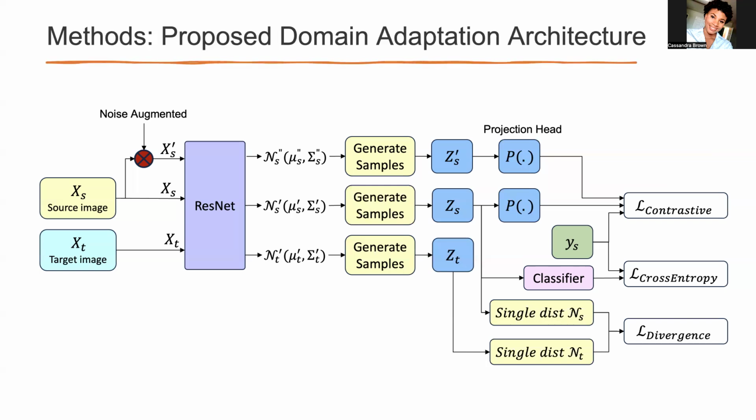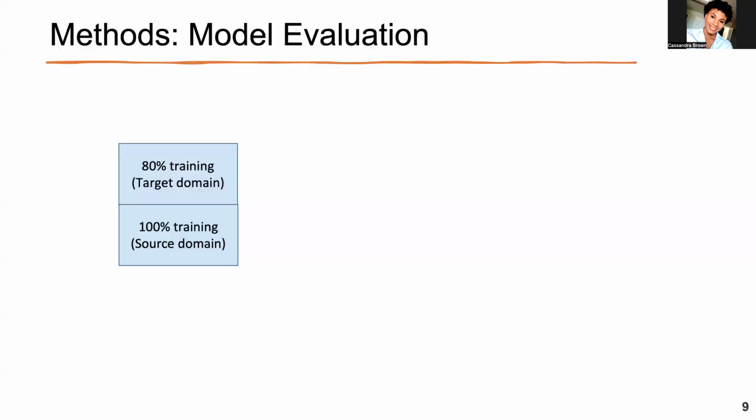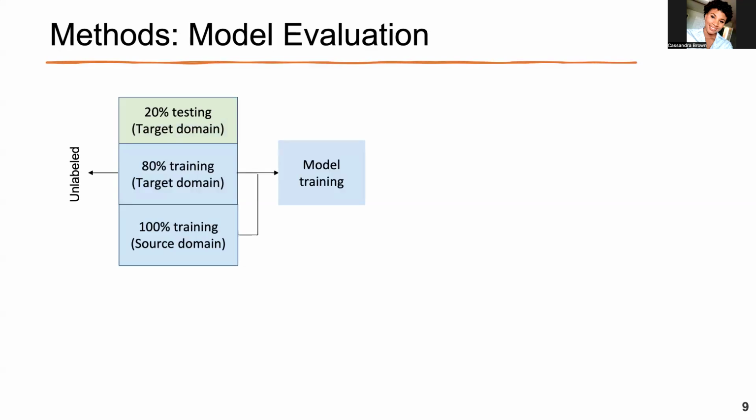And now I'll be discussing how we evaluated our method. First, we take 100% training data for the source domain, and we take 80% training data on the target domain. This target domain data is unlabeled, and the rest of the 20% target domain data is labeled. We use that for evaluation purposes. However, the 80% training data is totally unlabeled.